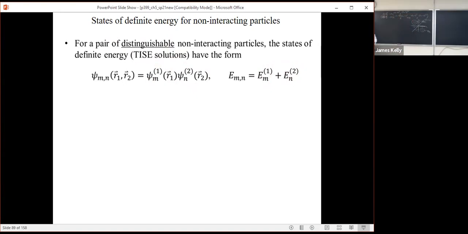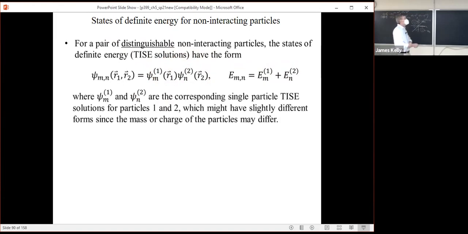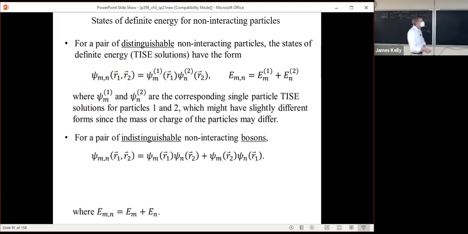So states of definite energy for a pair of particles is just products of states of definite energy for the single particles. We already know how to find that kind of stuff. So we'll leverage that quite a bit, okay? And again, these are the corresponding symbols for the single particle states. And I'm sort of breaking with what you saw in Griffiths here, in that I don't know that he necessarily uses this kind of notation.